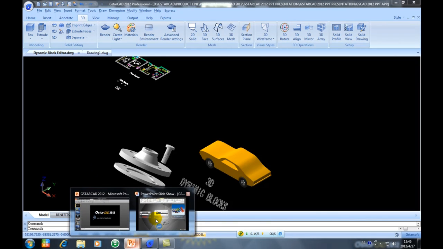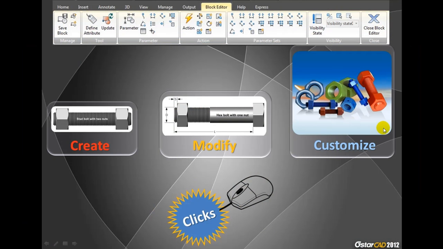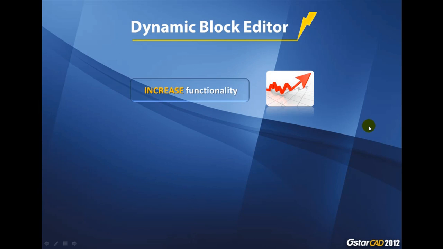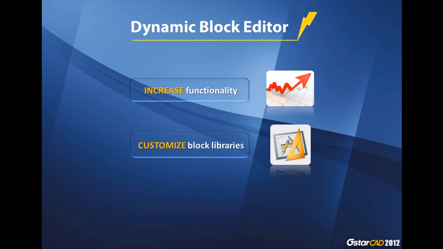So let's see what are the benefits of Dynamic Block Editor in GstarCAD 2012. As I told you, Dynamic Block Editor increases functionality. Okay, this increased functionality is because you can apply a dynamic block in a flexible and easy way in few clicks. And also you can customize your block libraries. That means if you have a group of single blocks, you can group them and show one by one. Okay, so you don't need to find one by one from your tool palette. In the Dynamic Block Editor, you can customize your block libraries, or you can customize your own design.